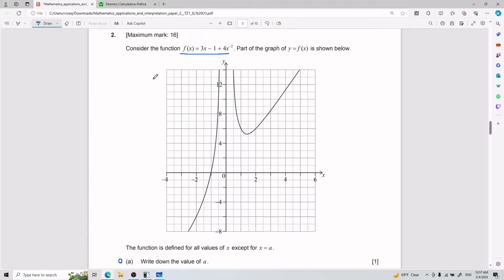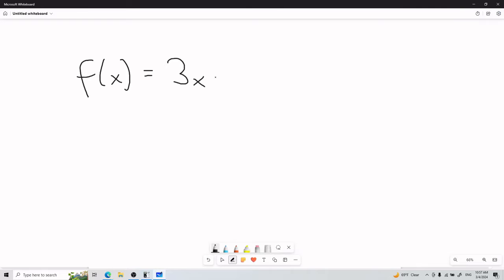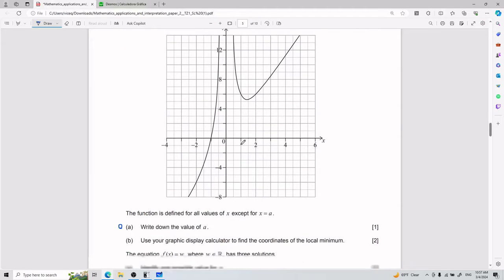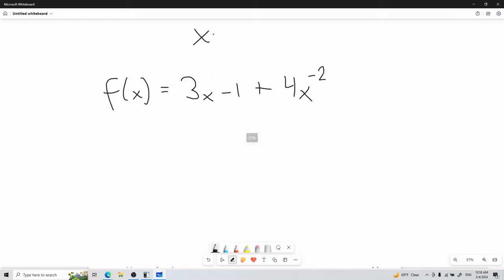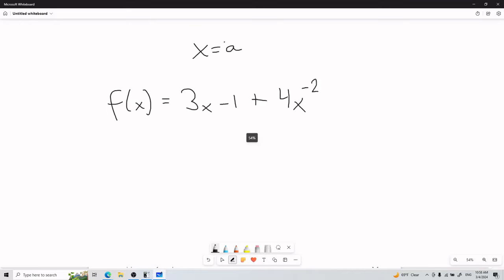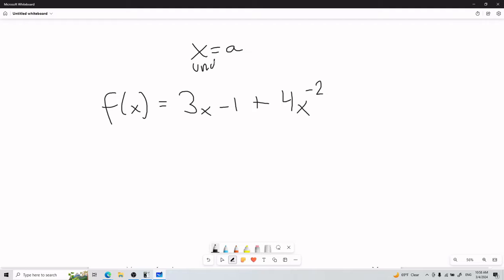f of x equals 3x minus 1 plus 4x to the power of negative 2. And so apparently this function is undefined at some point. When x equals a, it is undefined.